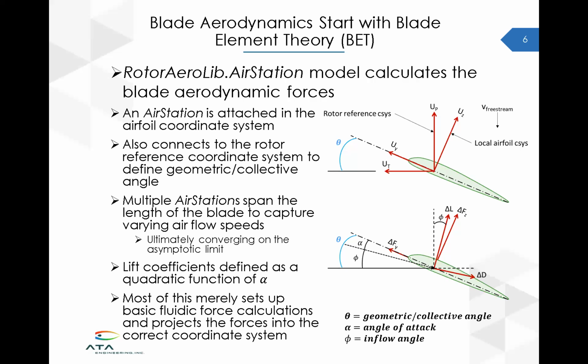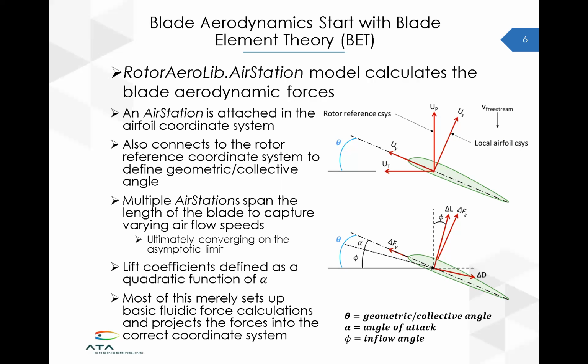Multiple air stations are generally used to span the length of the blade, and this is typical of all rotorcraft modeling tools. And this is to capture the varying airflow speeds as you go along the length of the blade, the tip, of course, moving through the air much faster than at the base. Lift coefficients are currently limited to a quadratic function of the angle of attack, but this can easily be extended in the future to use a table if we wanted.